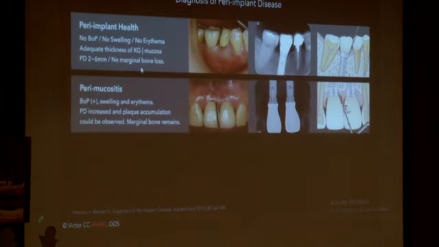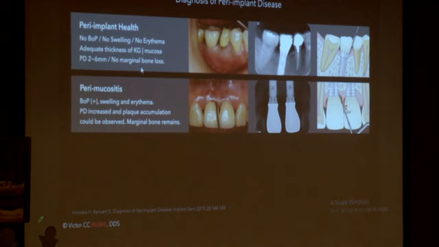If the patient has peri-mucositis, sometimes you can only find the symptoms clinically. There will be bleeding on probing, swelling, and erythema. Sometimes there might be suppuration, and the patient might complain about discomfort with their implants.